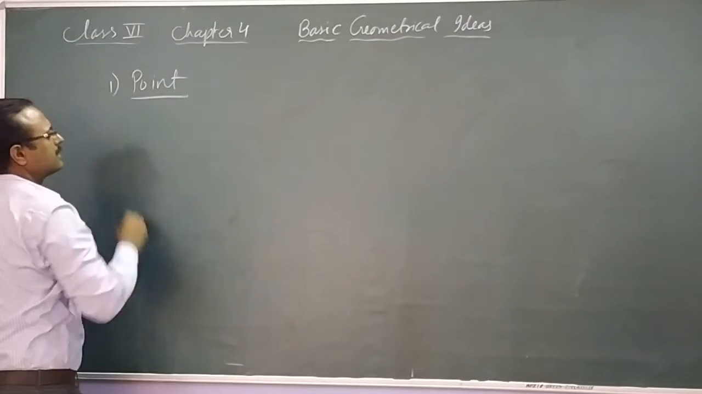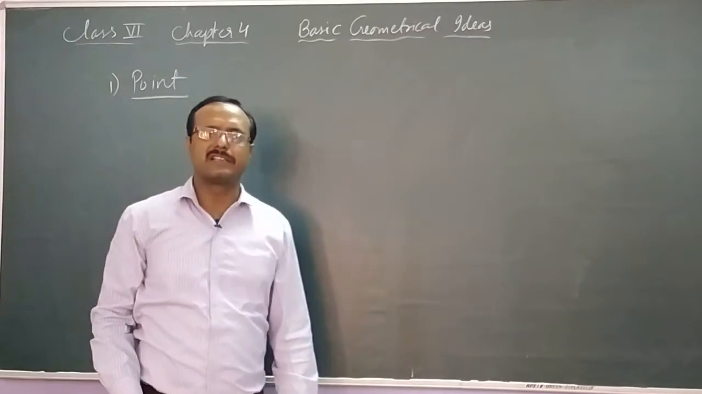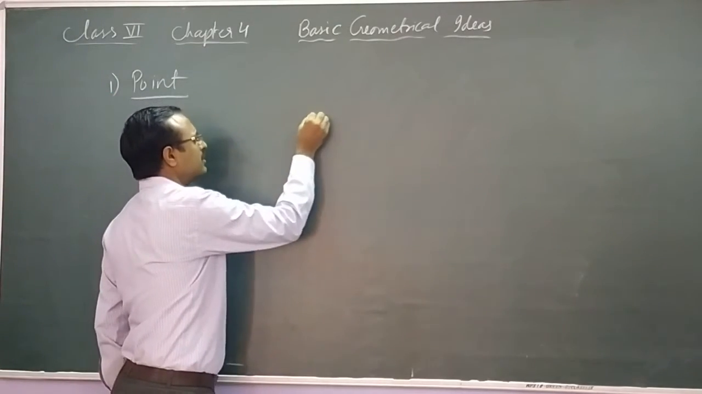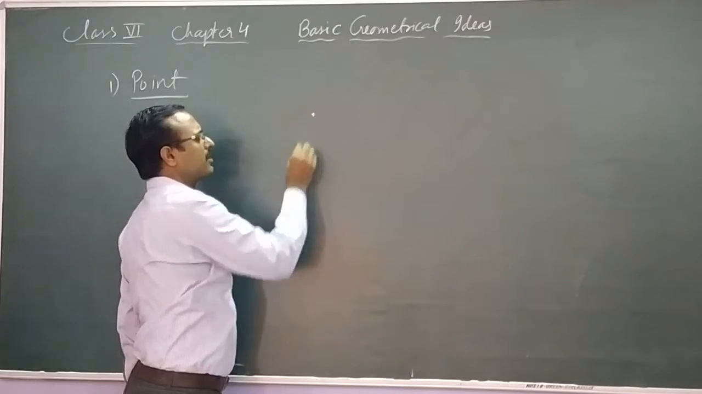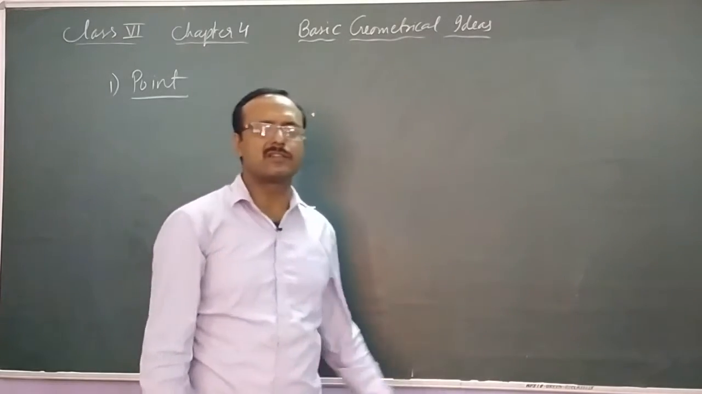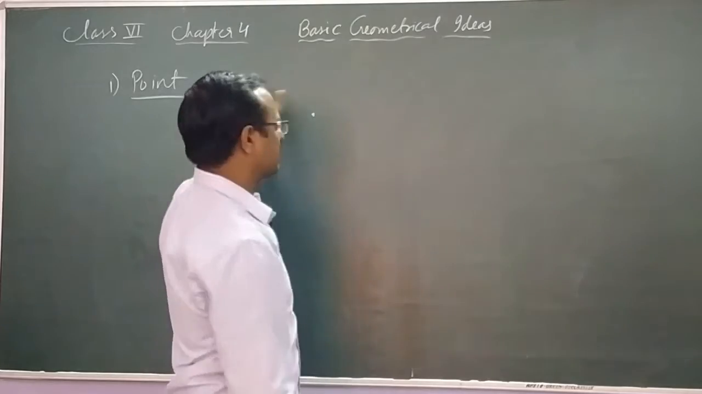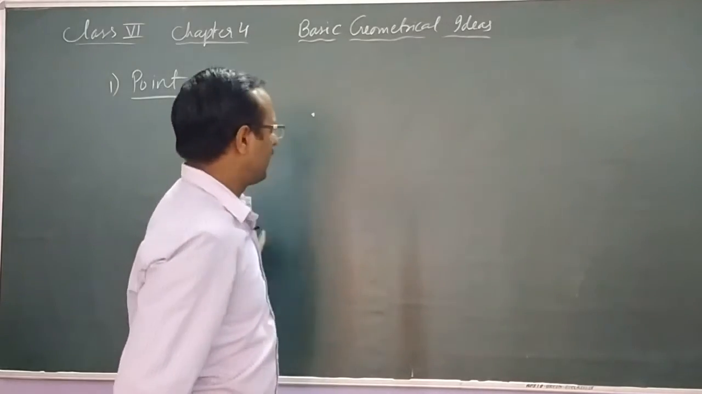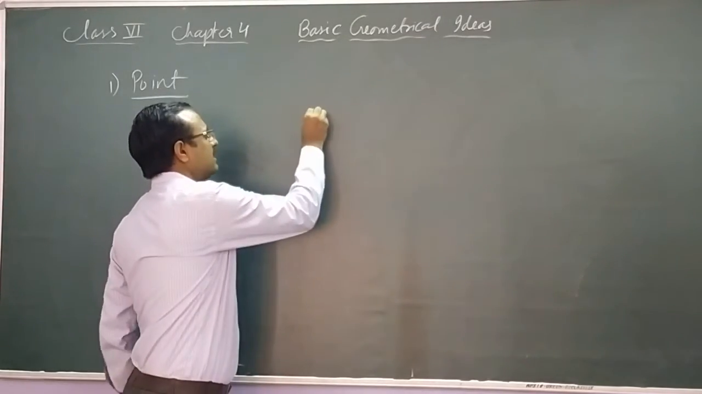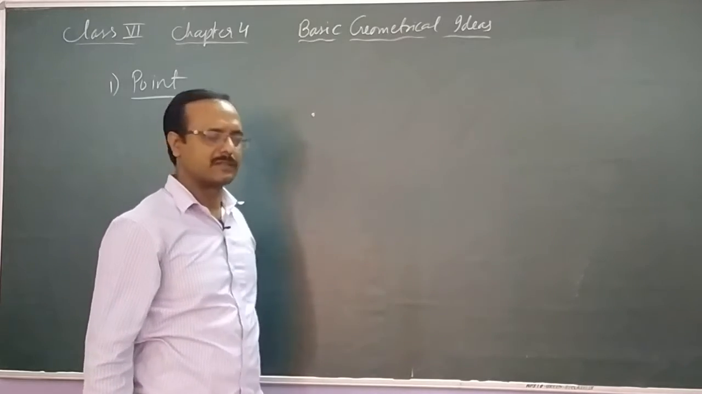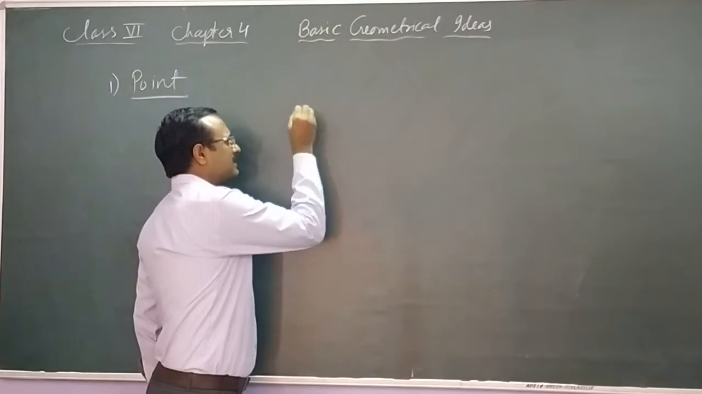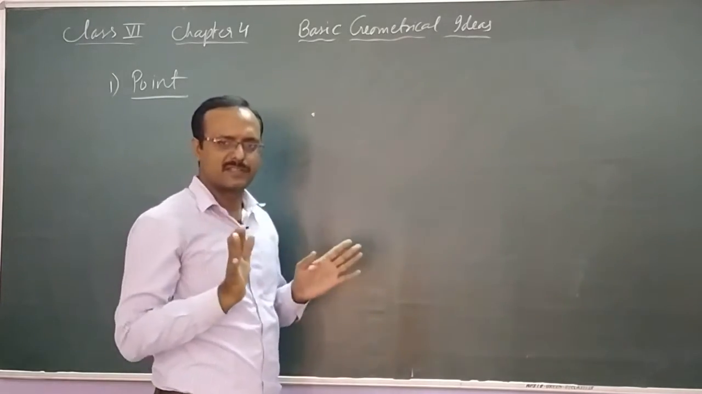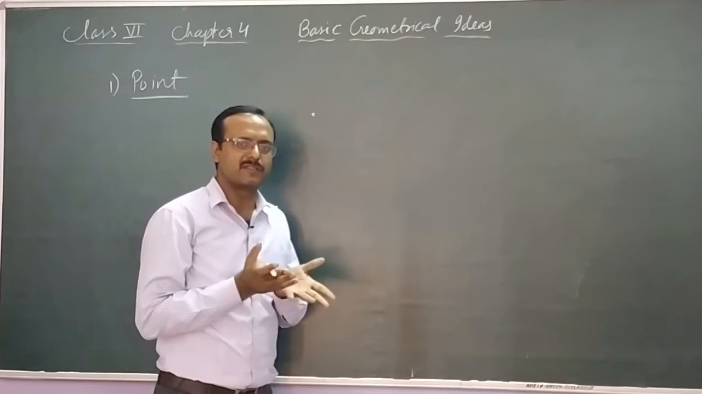So what is a point? A point is actually a dot. If you put a dot, this is called a point. So you can say it is a location in a given shape. Suppose this is the area and you have pointed one part, it is one of the locations. The size of the point is not fixed. We cannot determine the size of a point.